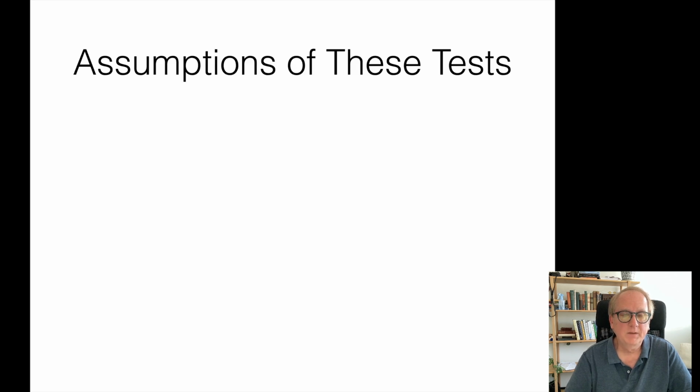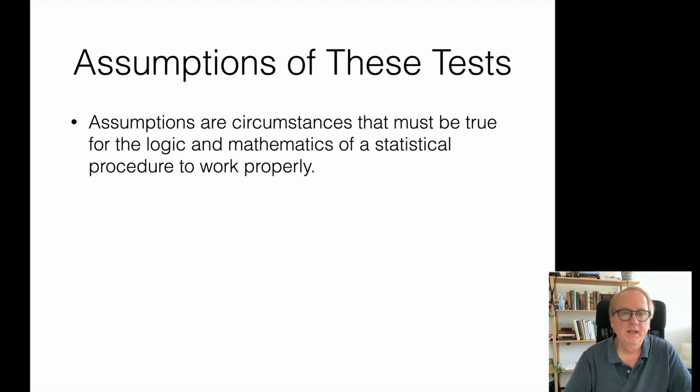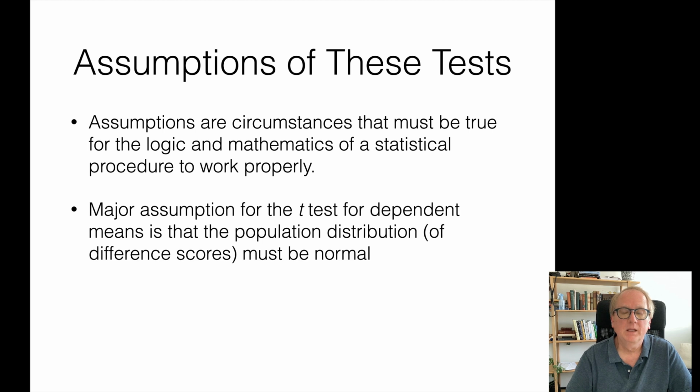Now, finally, I just want to mention that there are some assumptions to these tests that underlie why we use them. And the assumptions, by the way, are circumstances that must be true for the logic and the mathematics of the statistical procedure to work properly. The major assumption for the t-test for dependent means is that the population distribution of these difference scores should be normal. It must be normal. We're assuming that that is out there in the population. We don't know for sure because usually, like I said, we have no idea what's really going on in the population. All we have is our sample, but we're just going to assume that our sample basically reflects what reality is out there in the population.